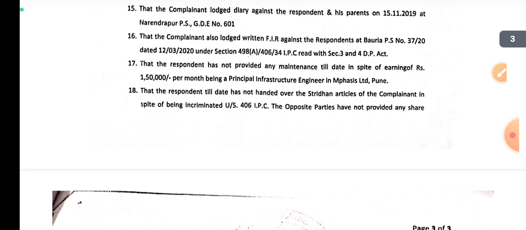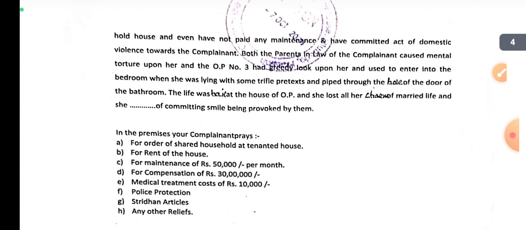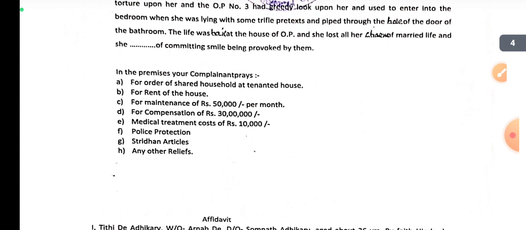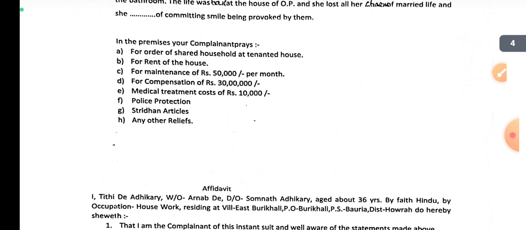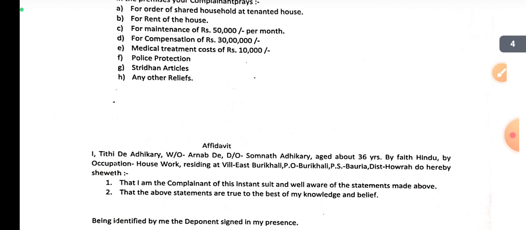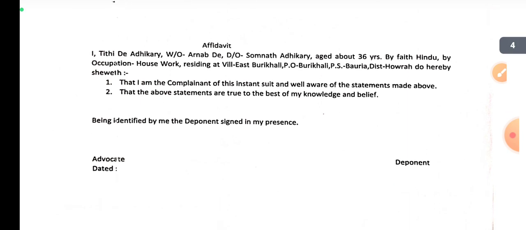Thereafter, earlier some cases had been initiated by the petitioner against the opposite party. The reference has been given, and the earning of the opposite party has been stated, and thereafter praying for the release, shared household, a tenanted house, rent of the house, maintenance of rupees such and such per month, compensation of rupees such and such, medical treatment cost of rupees such and such, police protection, through that article, any other relief. It's placed on affidavit.